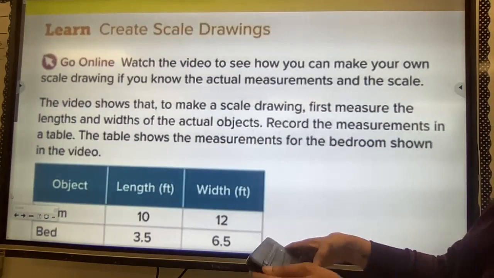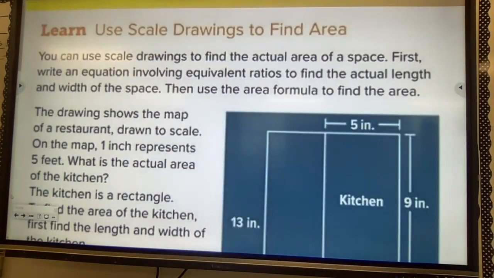Okay, so let's look at this one here. Using scale drawings to find the actual area of a space.